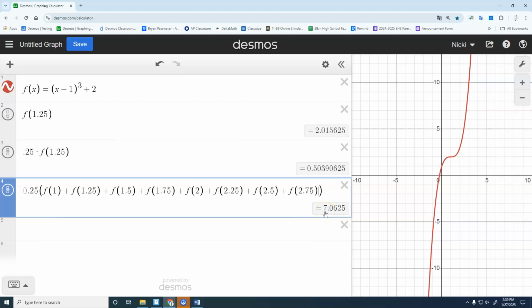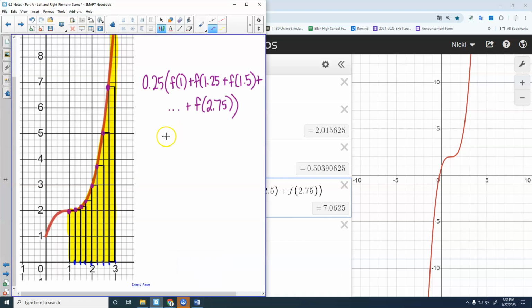So I got 7.0625. And that would be an underestimate for this. So you've got an overestimate and an underestimate for these. Now, are there any questions on this first?